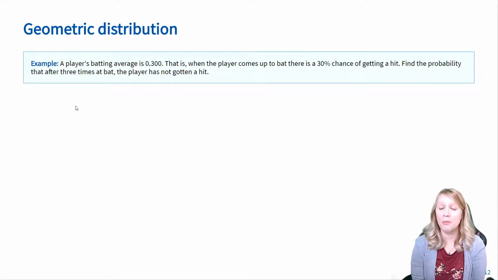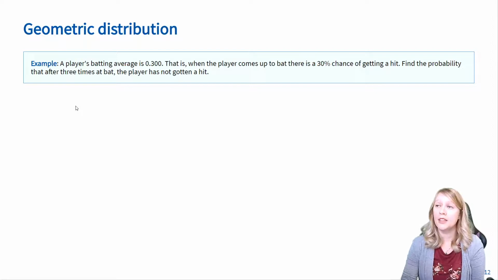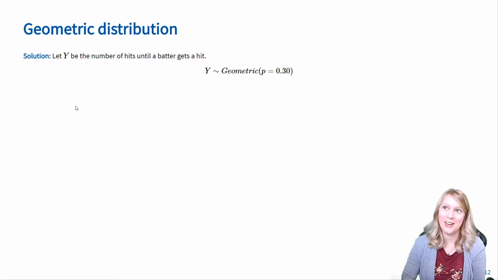We have a baseball player whose batting average is 0.3, or 300. When the player comes up to bat, this means that there's about a 30% chance that this player will get a hit, about a 70% chance that something else will occur, a strike, for example. Find the probability that after 3 times at bat, for those of you unfamiliar with baseball, after 3 strikes or 3 misses, you're out, the player still hasn't gotten a hit.